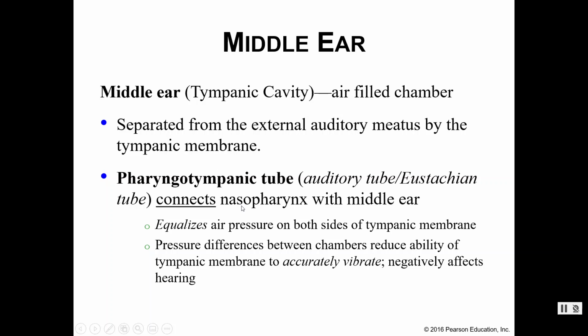Your auditory tube is responsible for connecting your nasopharynx with your middle ear. It helps you equalize pressure on both sides of the tympanic membrane. When you have pressure differences between these two regions, it reduces the ability of your tympanic membrane to vibrate appropriately. And when we can't vibrate the tympanic membrane appropriately, that negatively affects your hearing. So if you have ever been in an airplane or something and your ears have popped, that's what's going on. We're trying to equalize that pressure.